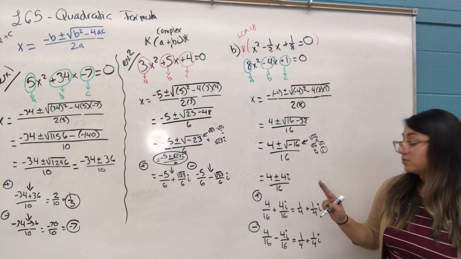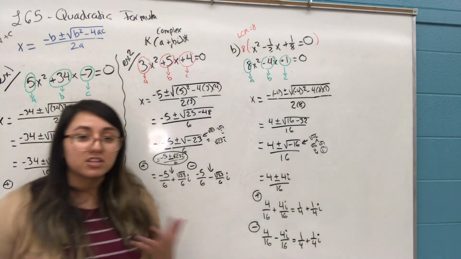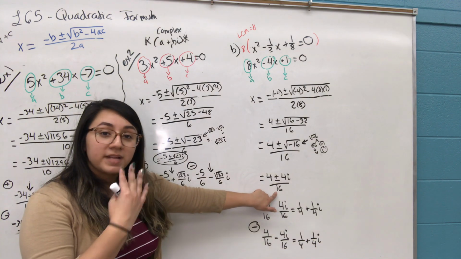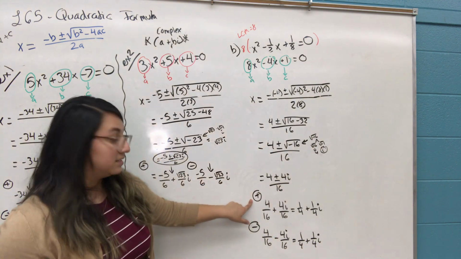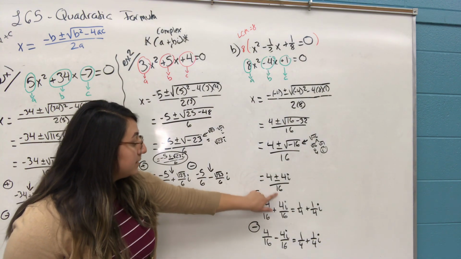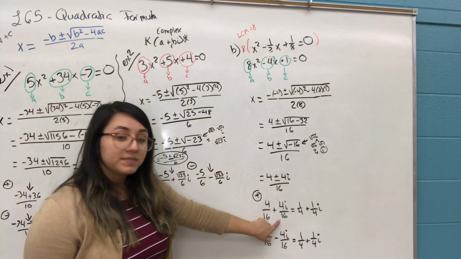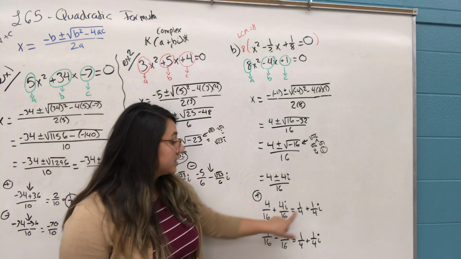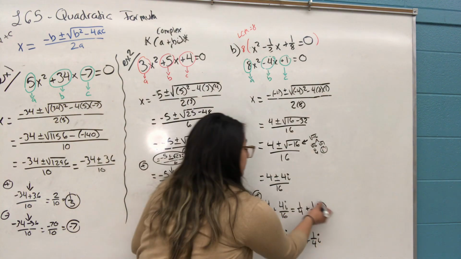Now we have to find our two answers. This is not simplified. You can look at this and say, it looks like you can simplify it. Yes, you can simplify it. The 16, you're going to apply it to both terms, the 4 and the 4i. So we're going to deal with the positive. 4 over 16 plus 4i over 16. 4 over 16 turns into 1/4. 4i over 16 turns into 1/4 i. And that's your answer for the first one.